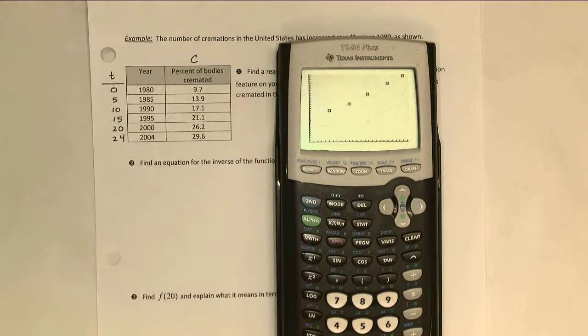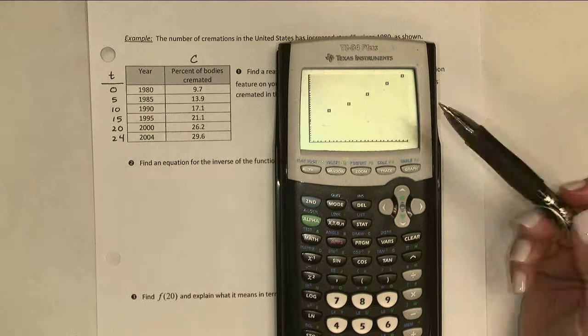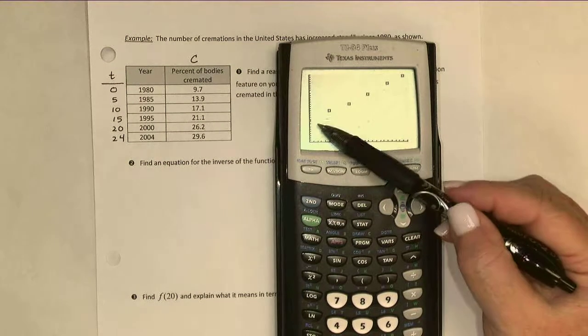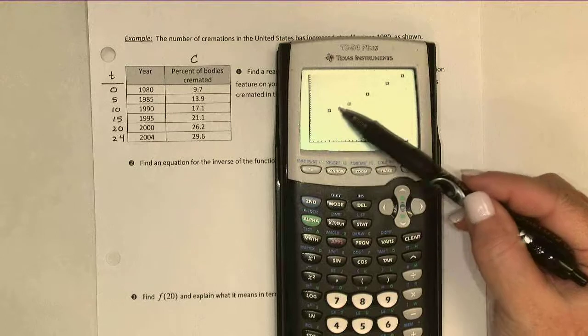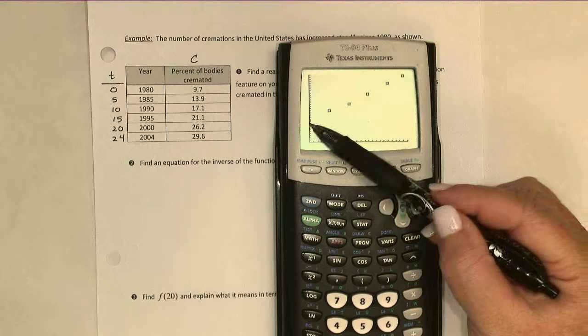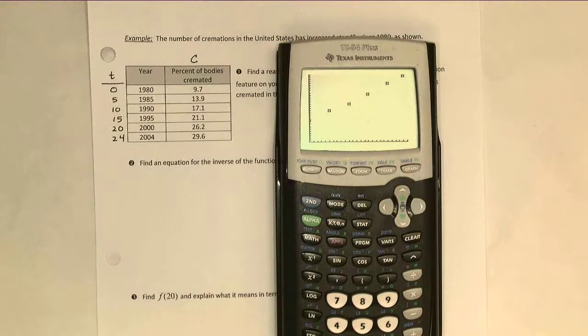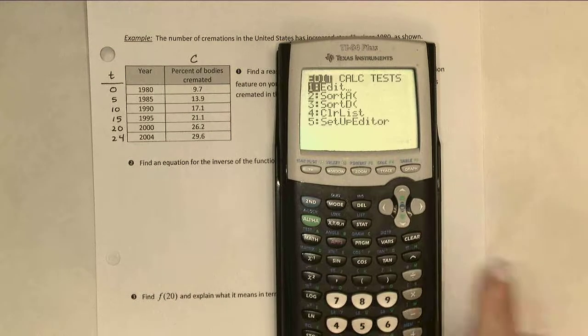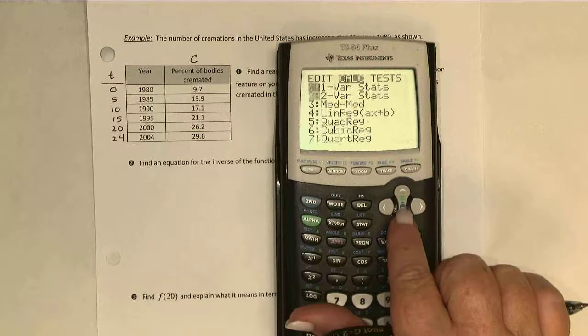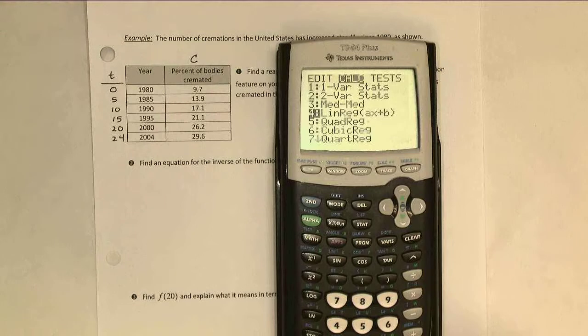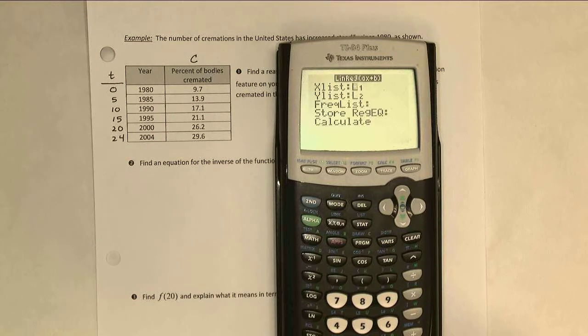And looking at those points, they look like a reasonably straight line, not exact, and I wouldn't expect them to be, but I can see that a straight line would come very close to all of those data points. So I'm going to go with linear regression here. Go back to Stat, and I'll calculate a linear regression model. And there's my slope and y-intercept.